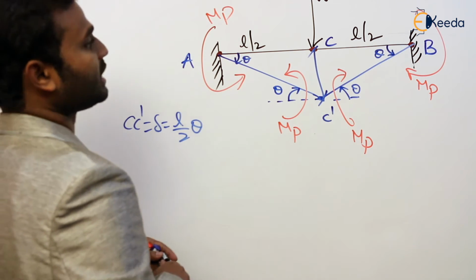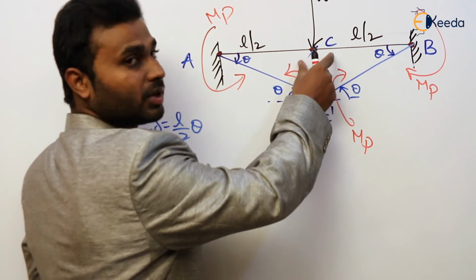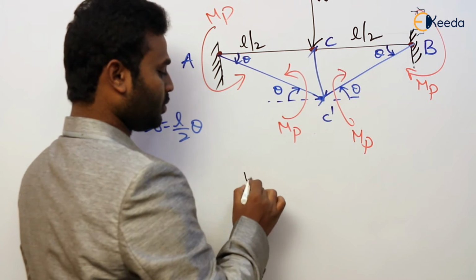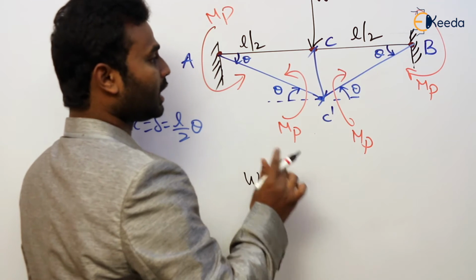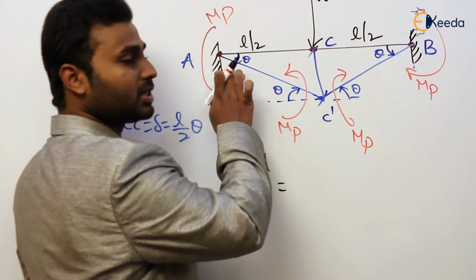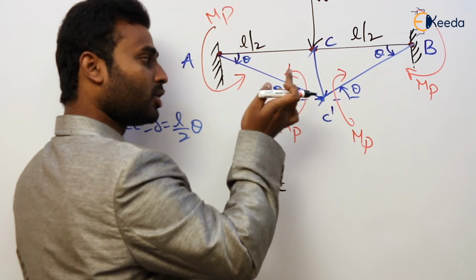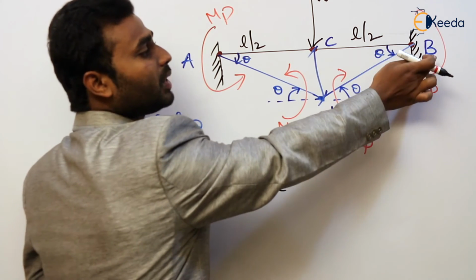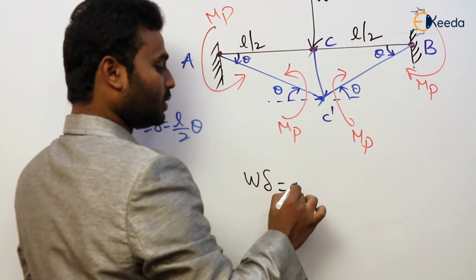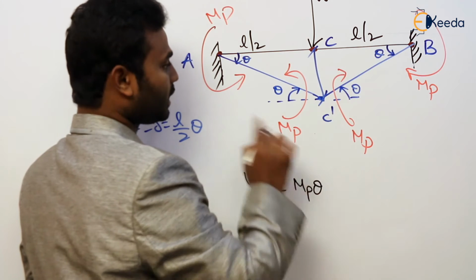So external work, what is external work? Here there is only one load, so this load will do work. How much is this? W delta. And internal work done: here MP will try to make this theta 0, here MP will try to make this theta and this theta 0, and here MP will try to make this theta 0.